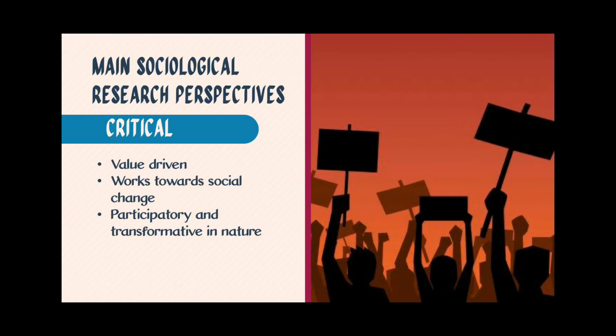And finally, the third sociological research perspective, a more recent one, probably from the 1980s, 90s, is the critical sociological research perspective. Basically, the argument here is that the goal of research is not only to explain reality, but we argue that research should have a purpose, research should be value driven, research should be able to uplift the conditions of the marginalized sectors of society. So it's value driven, it works towards social change.